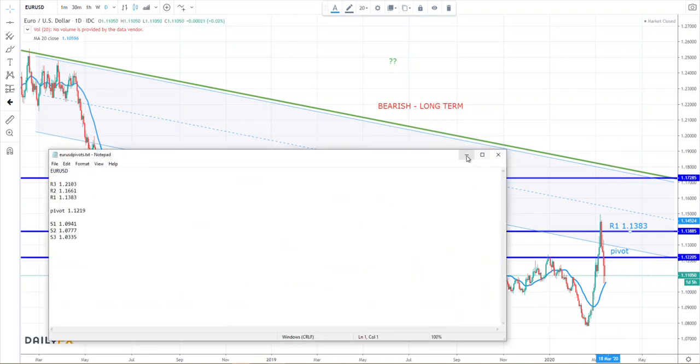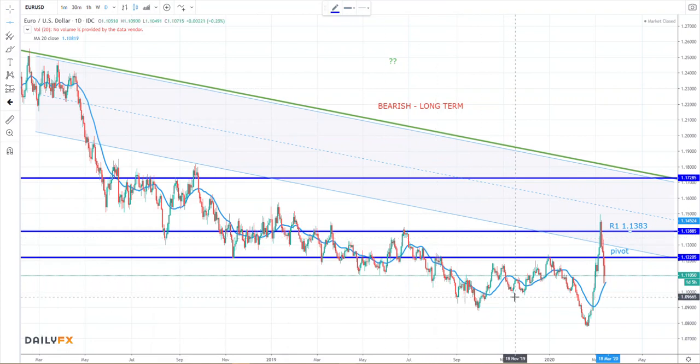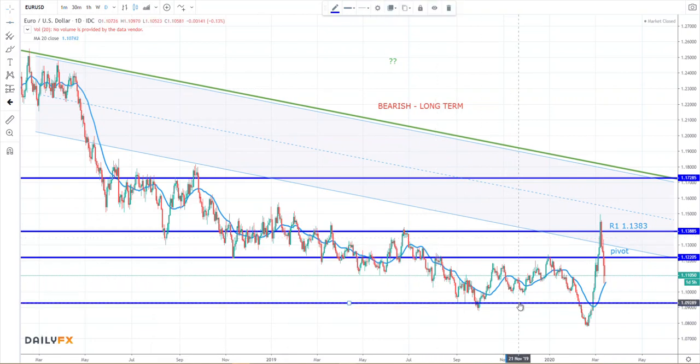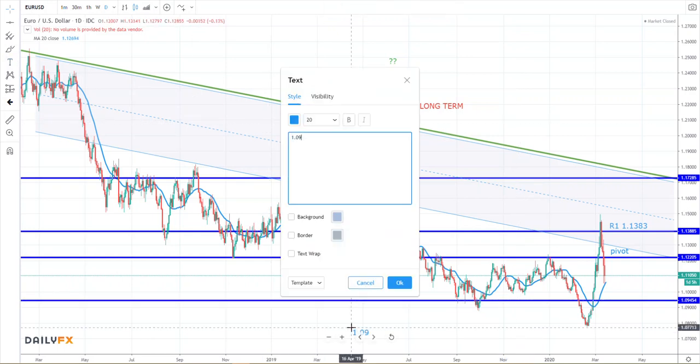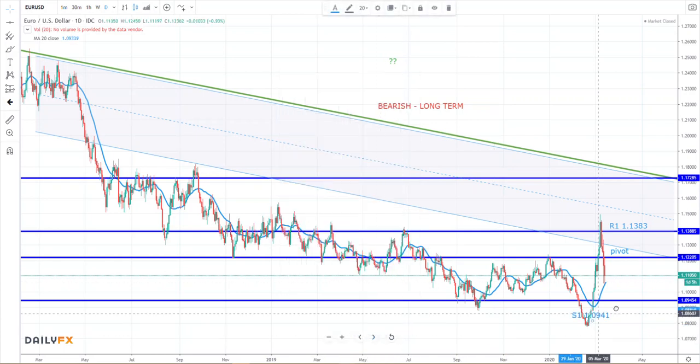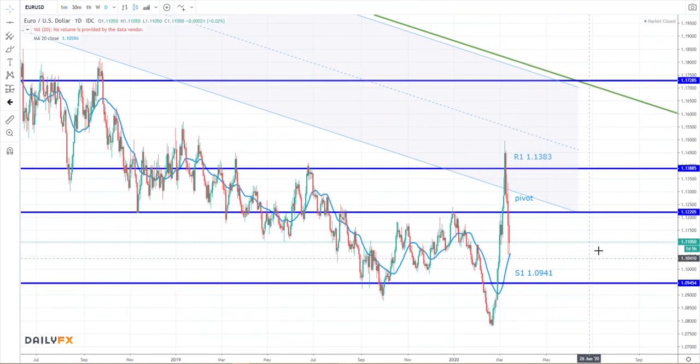Let's go ahead and look at S1, 1.0941. So that's our first support down here. Now, that being said, if price starts to press down on S1, I'll be less likely to want to buy off that. It could prove to be a range that carries into the future. However, if the markets keep selling off really fiercely, we could see price plunge through there.